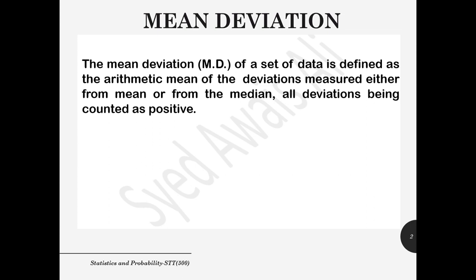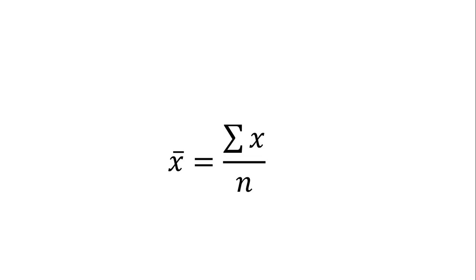Mean deviation is defined as the arithmetic mean of deviations measured either from the mean, median or mode. And you must remember that all the deviations are counted as positive. If you remember, the formula of arithmetic mean for grouped or ungrouped data was x bar equal to summation x over n, or x bar equal to summation fx divided by summation f. That was our formula of arithmetic mean x bar for ungrouped data, that is summation x over n.